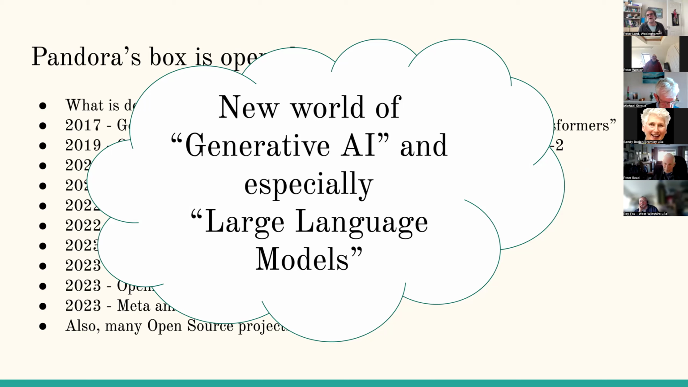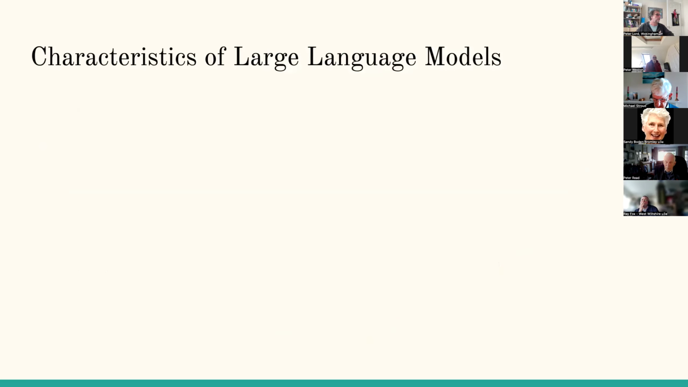And because of that, we've got this brand new world of generative AI, and a particular type of generative AI called large language models. And mostly, I'm afraid, these terms tend to be used interchangeably. They're different. Large language models are a type of generative AI. So what are the characteristics of large language models? They are pre-trained on vast amounts of text.